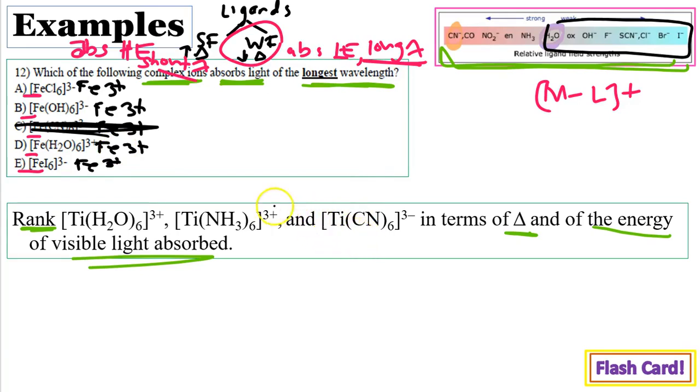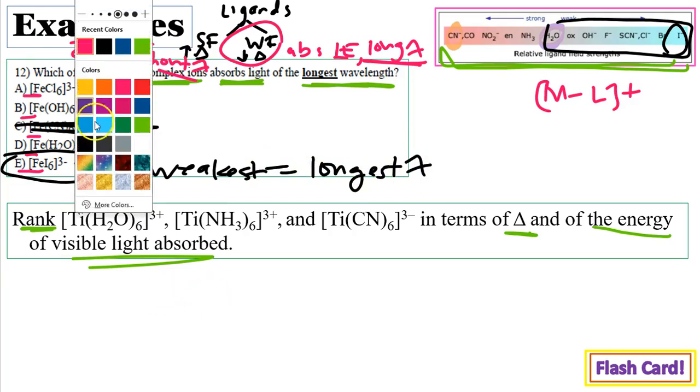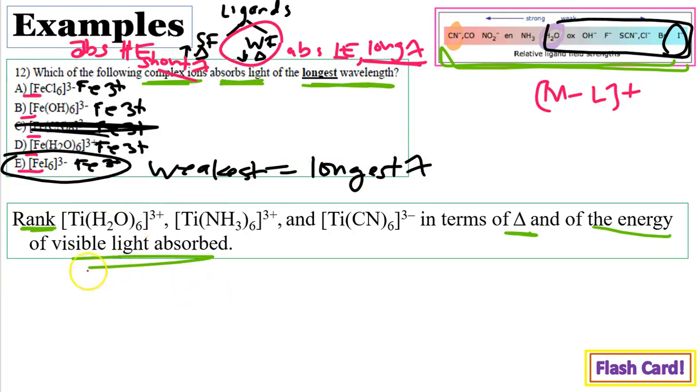We don't know the exact values, but we can make a prediction based on our spectrochemical series, right? So we have the weakest being our iodine. So our iodine is going to be letter E, and so that is going to be the weakest, which is going to be the longest wavelength. So that will be the answer for that one. Okay? And that's pretty much what they wanted for that question.